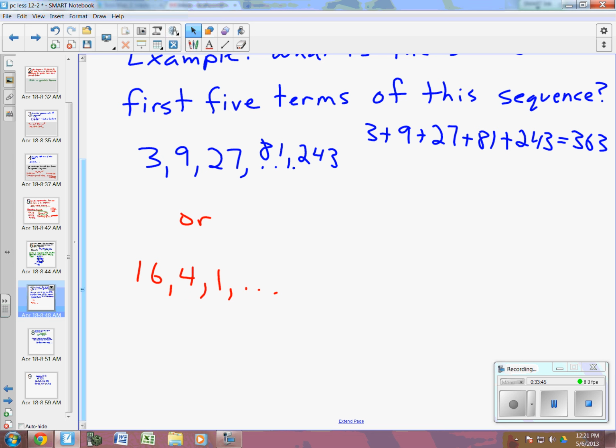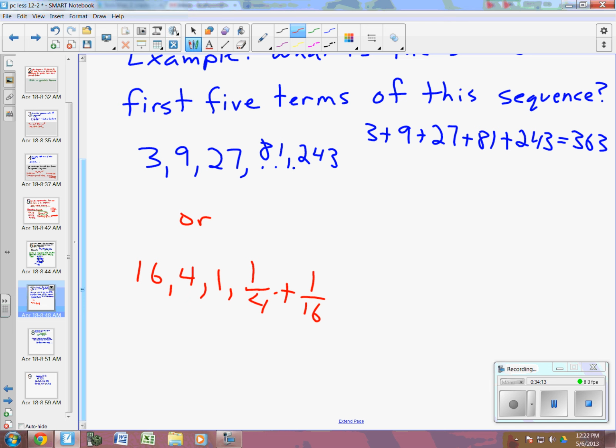What? Close. That's what I got. 21 and 5/16. Okay. So, what's the next 2 terms, you guys? What's the next 2 terms? 1/4 and 1/16. Because the common ratio is what, you guys? 1/4. The common ratio is 1/4, right? Times the previous term by 1/4 to get the next term.